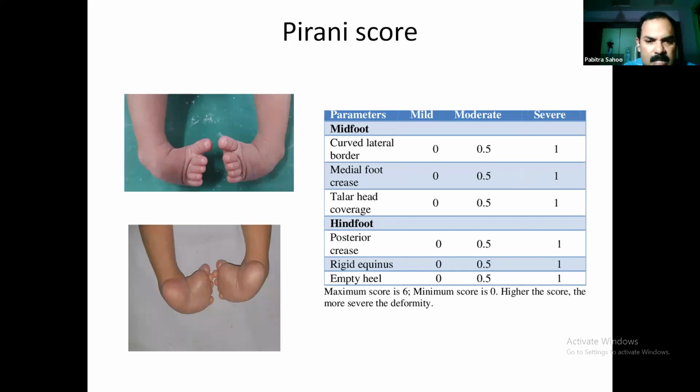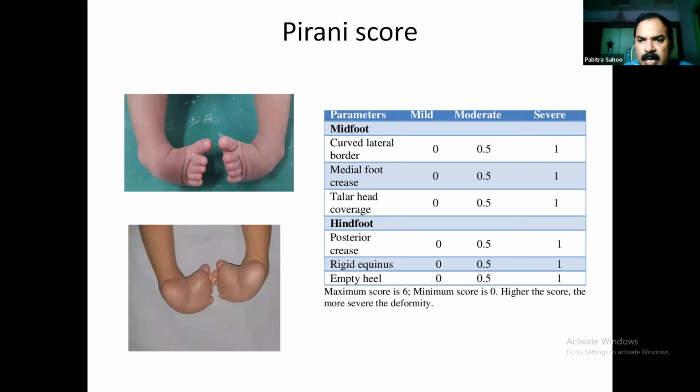Okay, and the last clinical parameter is empty heel. Empty heel, you palpate the heel. If the heel is well palpable, it is 0. If it is topped up with fat but on pressure you can still delineate the calcaneus, then it is 0.5. If after thorough palpation you get only a fat pad on the heel and the calcaneus is not palpable, then it is 1.